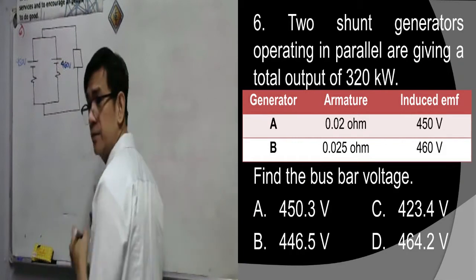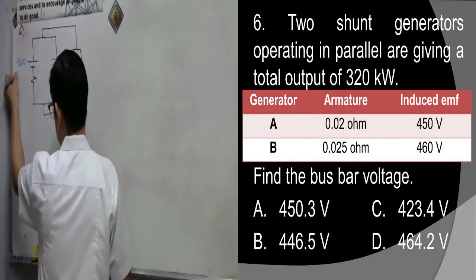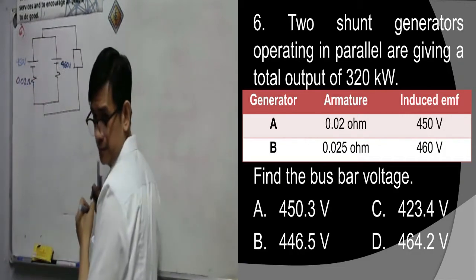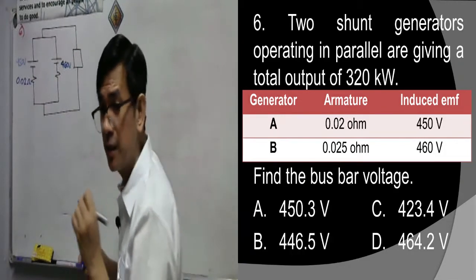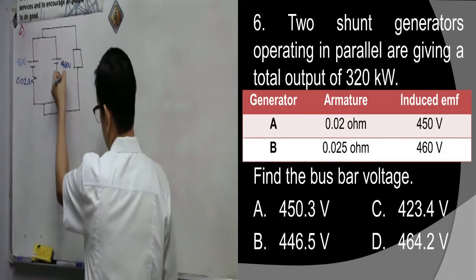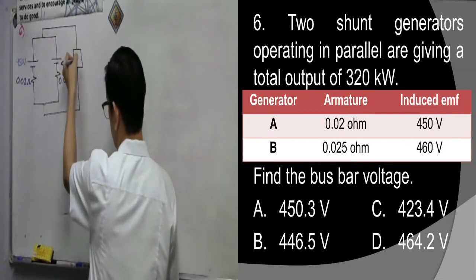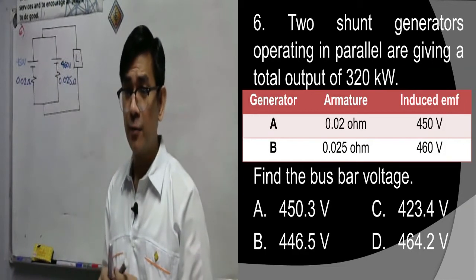What about their resistances? For 450, it is 0.02 ohm. For 460, we have 0.025 ohms. So take note that it supplies this given load. Find the bus bar voltage.